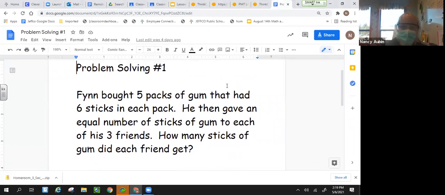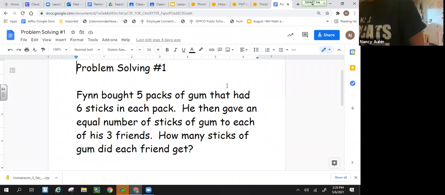Finn bought 5 packs of gum that had 6 sticks in each pack. He then gave an equal number of sticks of gum to each of his 3 friends. How many sticks of gum did each friend get? We know in 3rd grade we have to be able to add, subtract, multiply, and divide. The other tricky part is you have to know which one to do. So our first step, Cooper, was to do what?